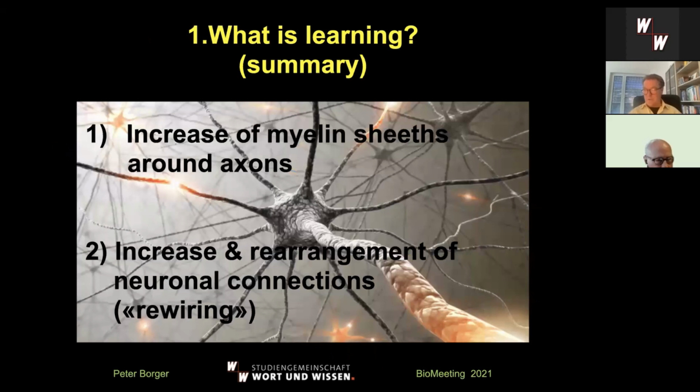So in conclusion, we can say here, what is learning? If we simply look at the physiology, it is an increase of the myelin sheath around the axons so that signaling in the brain is improved. And also there's an increase and rearrangement of neural connections. This is called rewiring, or synaptic plasticity of the brain, as it is also sometimes called. And this is the way we think currently about learning processes.